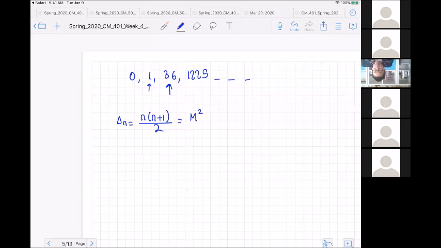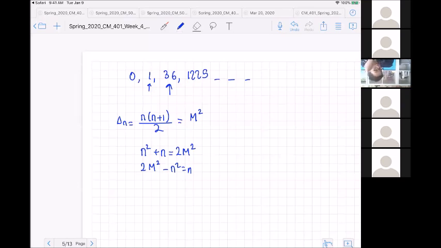So how do we find which one? If we expand this, we can see that n squared plus n is equal to 2m squared. Now we can see that 2m squared minus n squared is equal to n. I hope that makes sense.